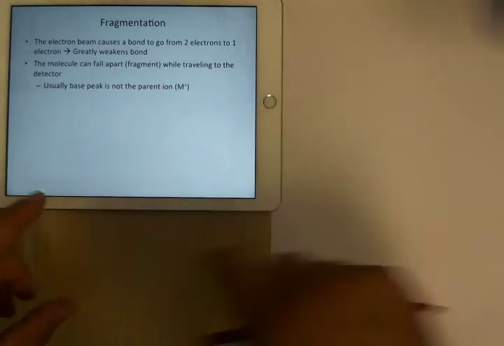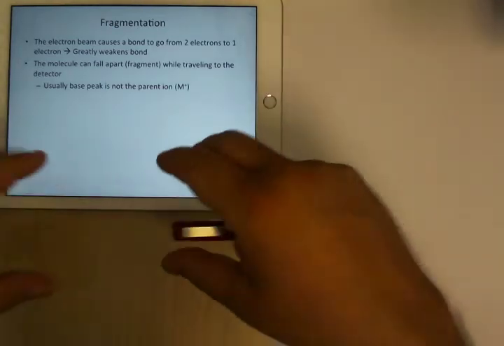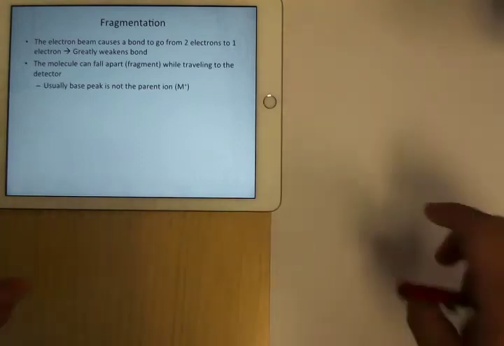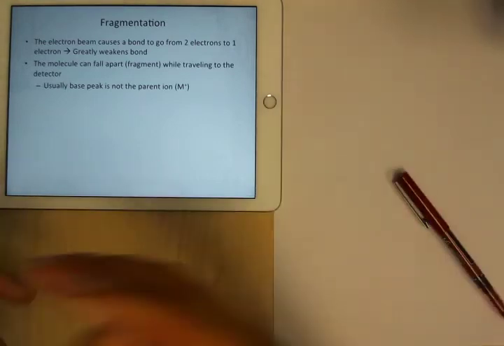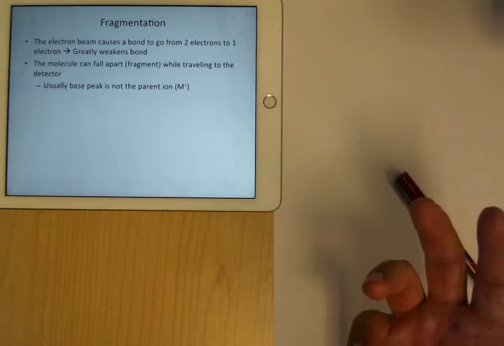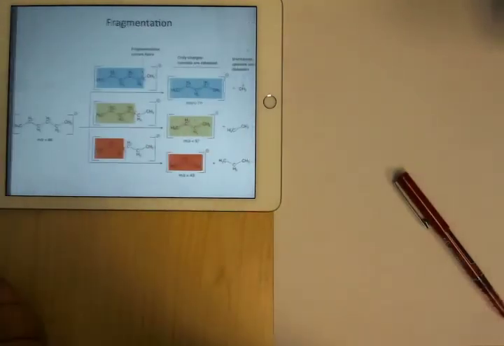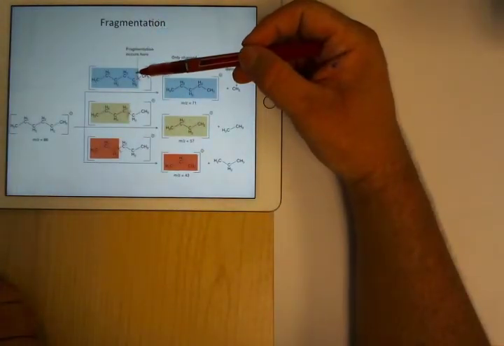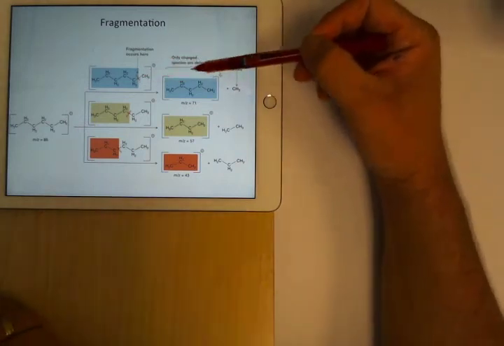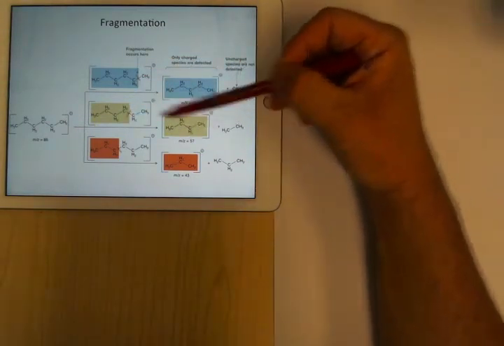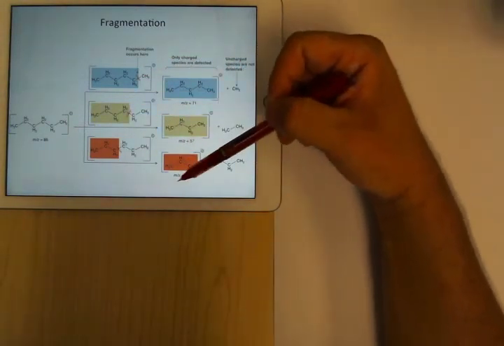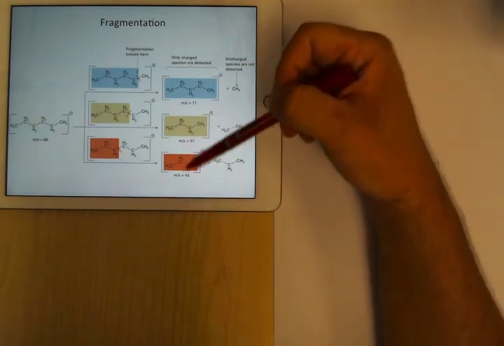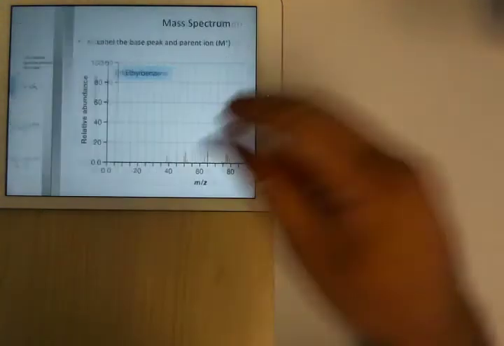So as it's going down that curve, the molecule itself can just spontaneously break apart. Now the pieces are not nearly as large, and so they're going to get deflected differently. If it broke that bond, you'd have this fragment. Broke that bond, it'd be this. Broke it here, you'd have that. And so that's why you're getting these peaks here.